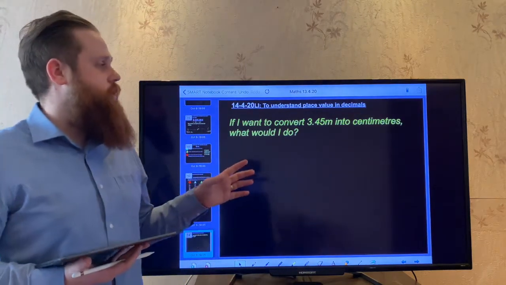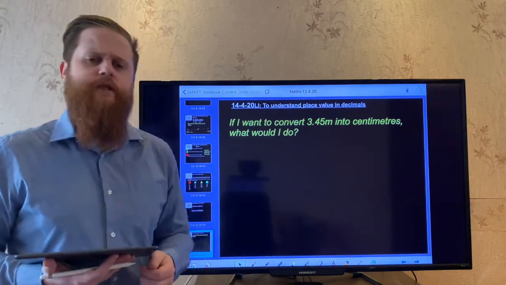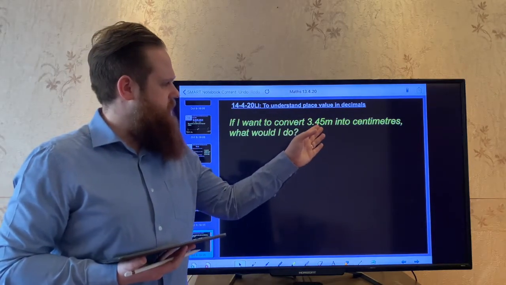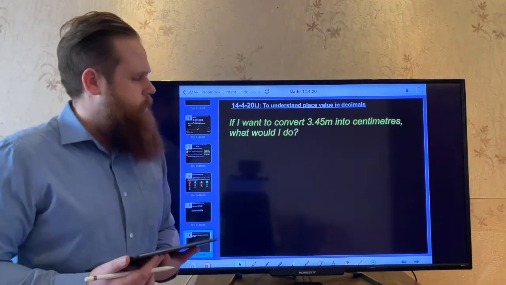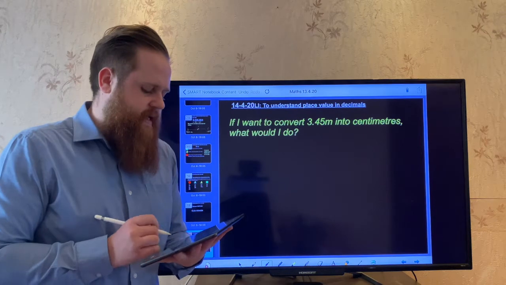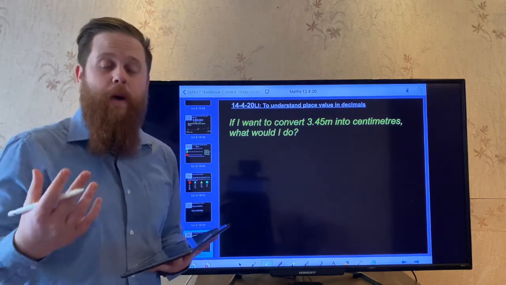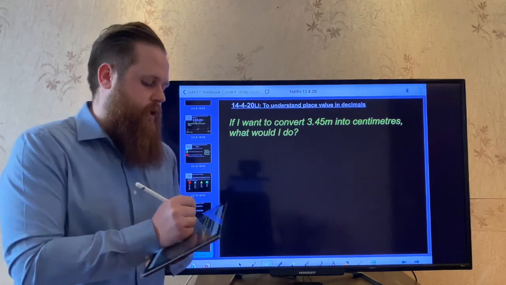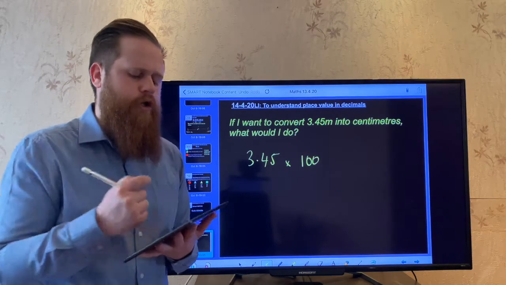If you want to convert 3.45 metres into centimetres, what would you need to do? Have a little think. So I know that this is in metres, but what is it in centimetres? Have a little think. What do I do? Right, if you said that we need to multiply by 100, because for every 1 metre, there's 100 centimetres, you would be absolutely correct. So I would do 3.45 times 100.